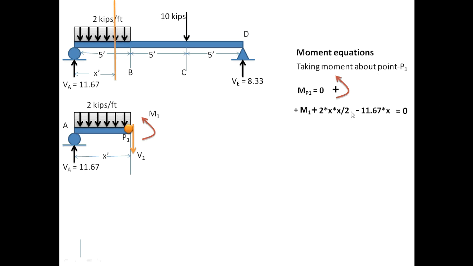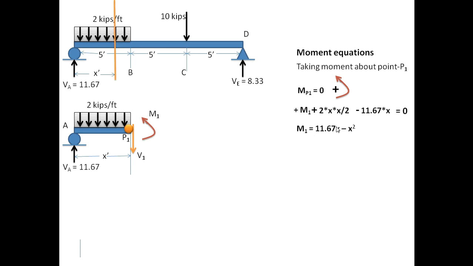This is equal to 0 because the summation of all the moments equals 0. These three moments act in this case. If I take moment about this point, this M1 acts counterclockwise, the 2 into x force creates counterclockwise moment about P1, and the 11.67 force creates clockwise moment about P1. Arranging this equation, I will get this equation.